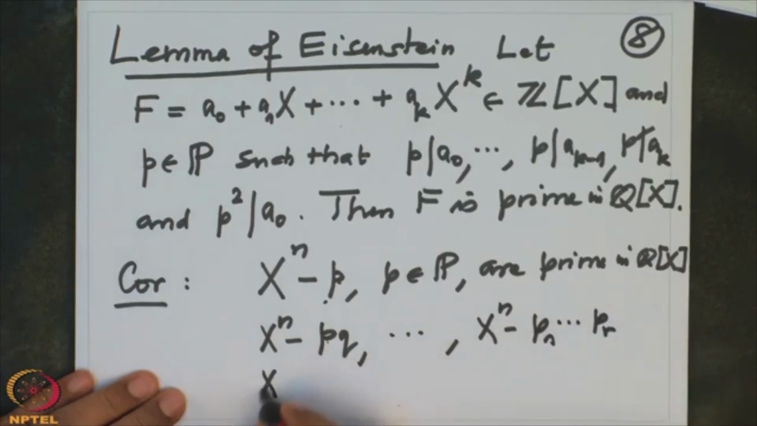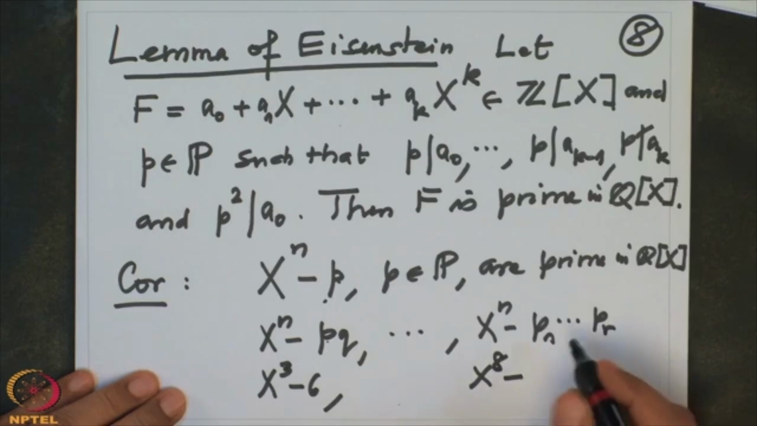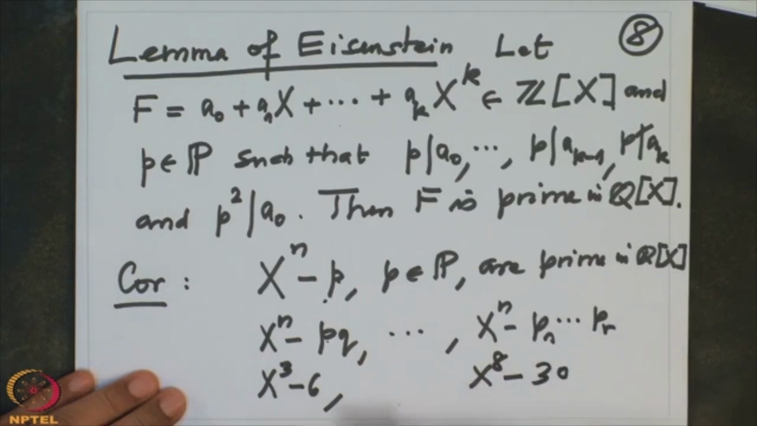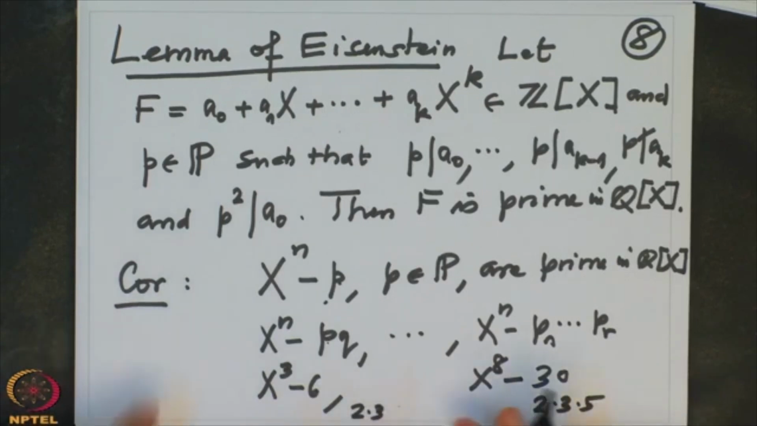So, for example, x cube minus 6 or x power 8 minus 30. These polynomials are prime in Q[x], because here I took 2 into 3 into 5. These are prime numbers. Here 2 into 3 and so on. So these will give lots of examples of prime polynomials in Q[x]. Now just let us finish the proof.